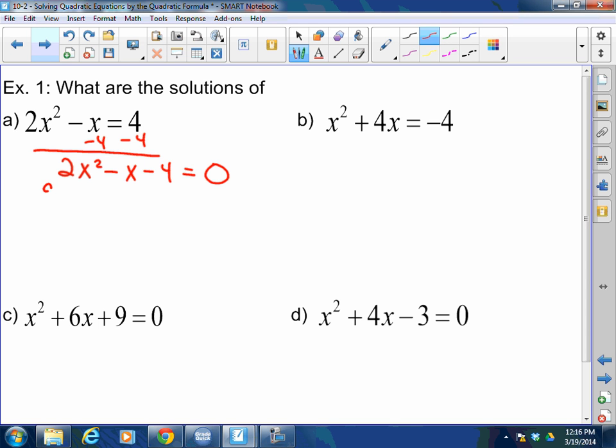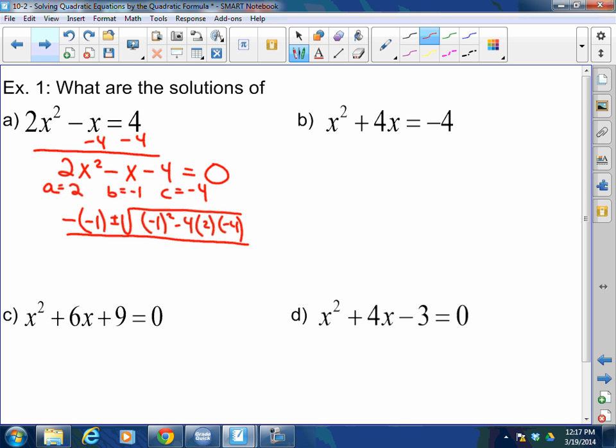Nothing. Now, the key here is to label, label, label. What's your A here? Beautiful. What's my B? Beautiful. What's my C? Beautiful. If you got that, you got this. No problem. So negative B plus or minus the square root of B squared minus 4 times A times C, all of it over 2 times A.